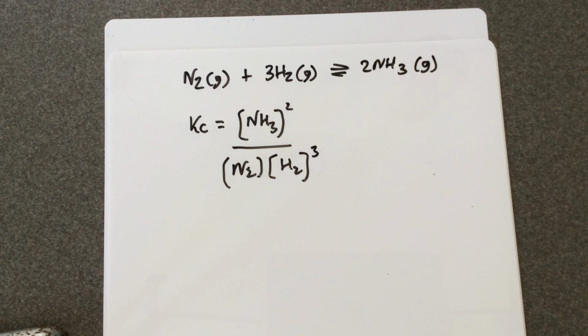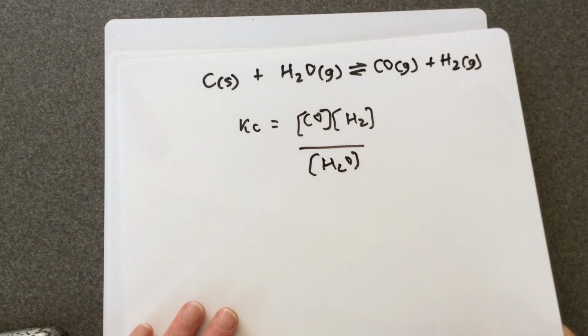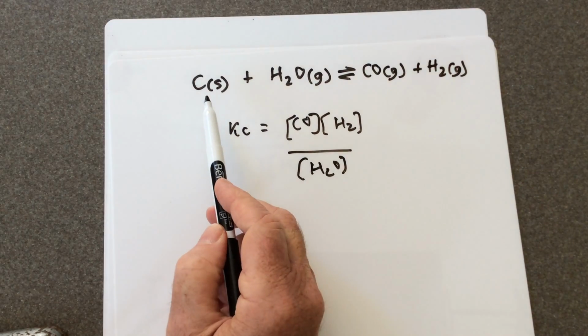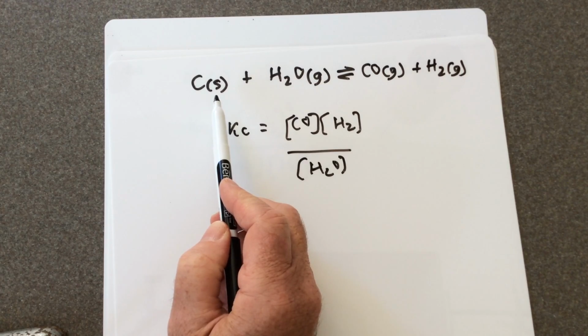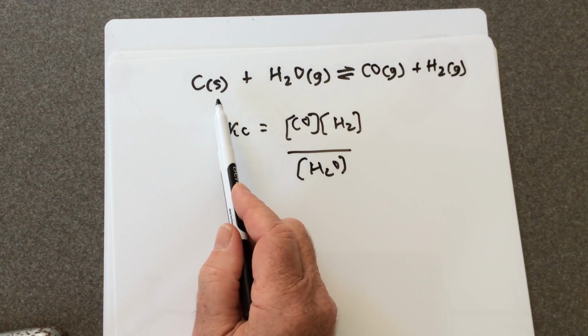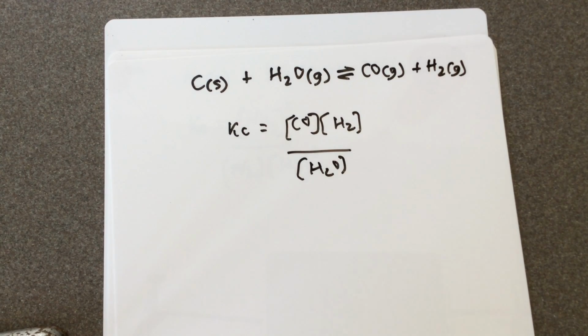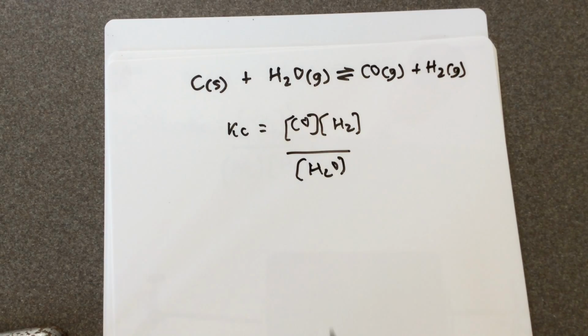When we move on to a heterogeneous equilibrium, such as this one, one of the reactants, the carbon, is in a different phase to everything else. It's not a gas. So it's impossible to measure the concentration of this solid in moles per decimeter cubed. So you'll notice it does not appear in the Kc expression. And that will be true as well for things which are liquid. So you would omit those out of the Kc expression. We're looking for things which are either gases or which are aqueous, and they're the things which appear in the Kc expression.